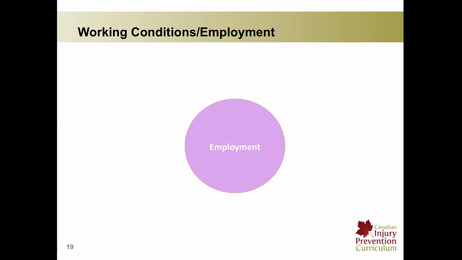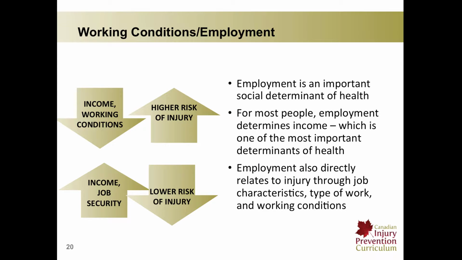Employment. Employment is a central determinant of health. In most cases, it is directly linked to one of the most important key determinants of health, income. For more information on how income affects injury risk, listen to the section Income and Social Status. Employment also relates to injury through job characteristics, type of work, and working conditions.